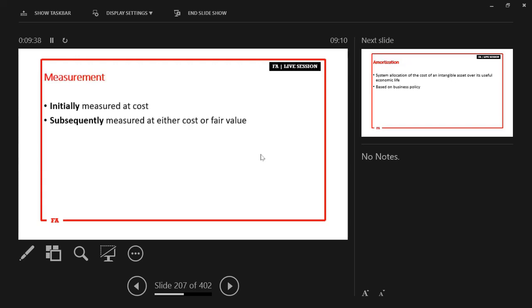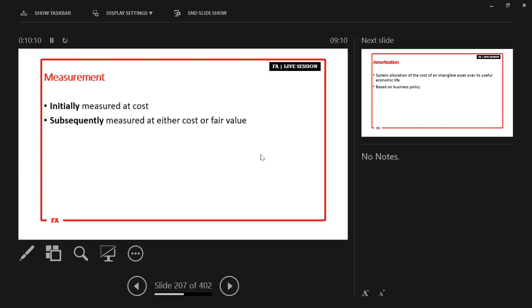Under measurement, initially these assets will be measured at cost, and then subsequently you can either use cost or fair value. So as basic as that. Now, fair value simply means market value. Measurement is a critical aspect of accounting. We used to ignore it in the past, but today it is critical. You can't produce reliable accounts without paying attention to matters of measurement.